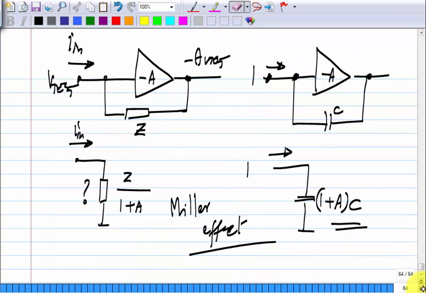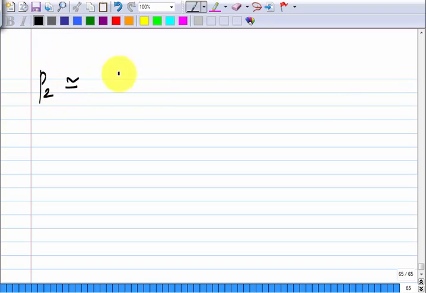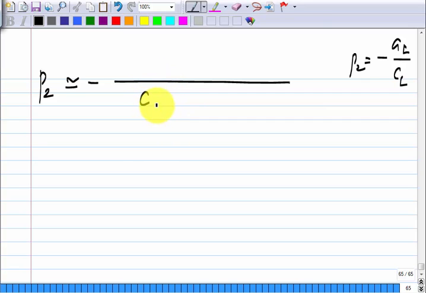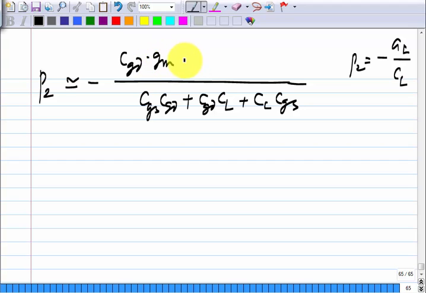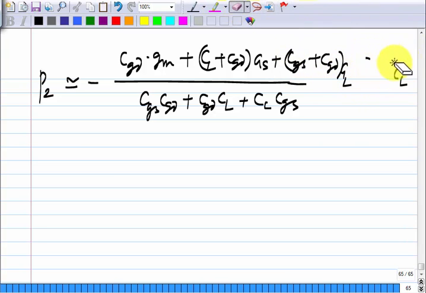what is the expression for P2? The old one was, of course, minus GL by CL. What is the new expression? Okay. Numerator. CL. Okay? Yeah, so this is fine.